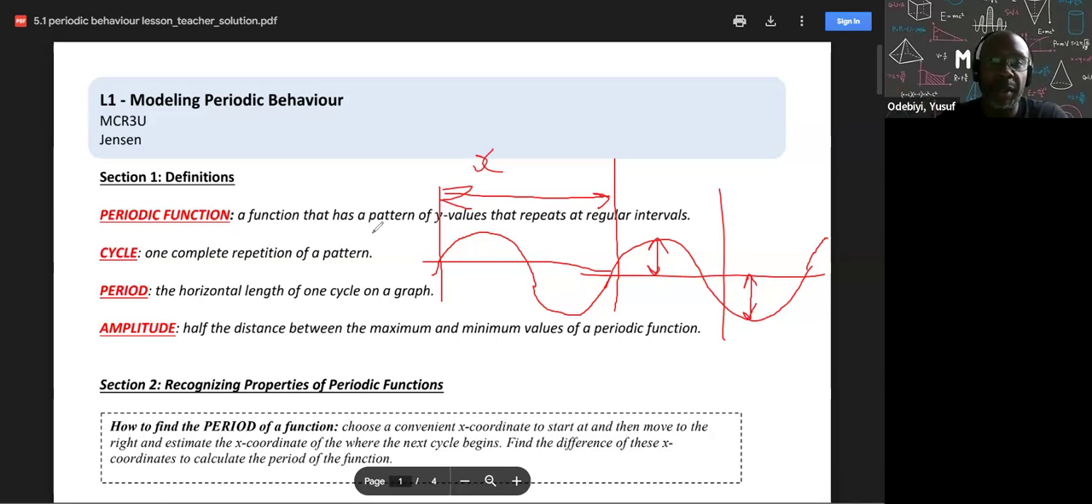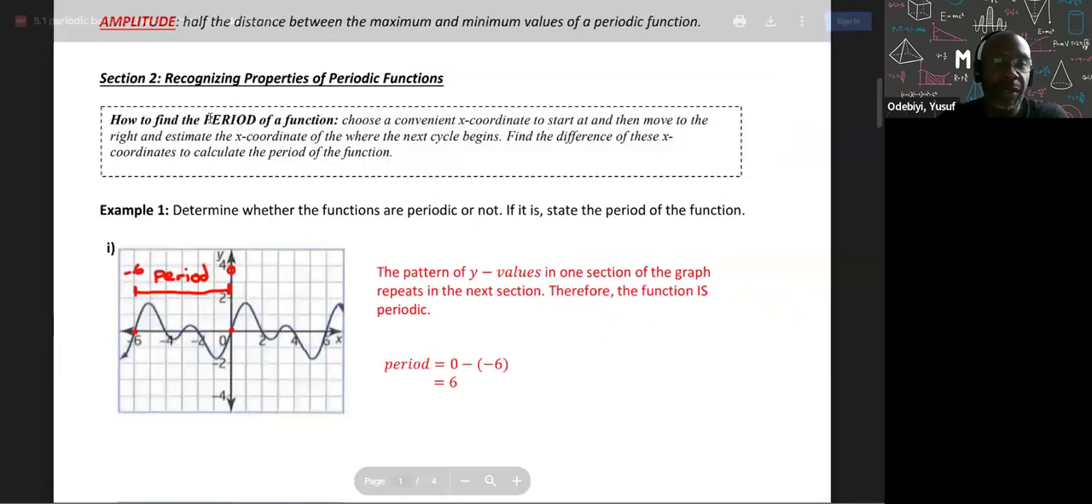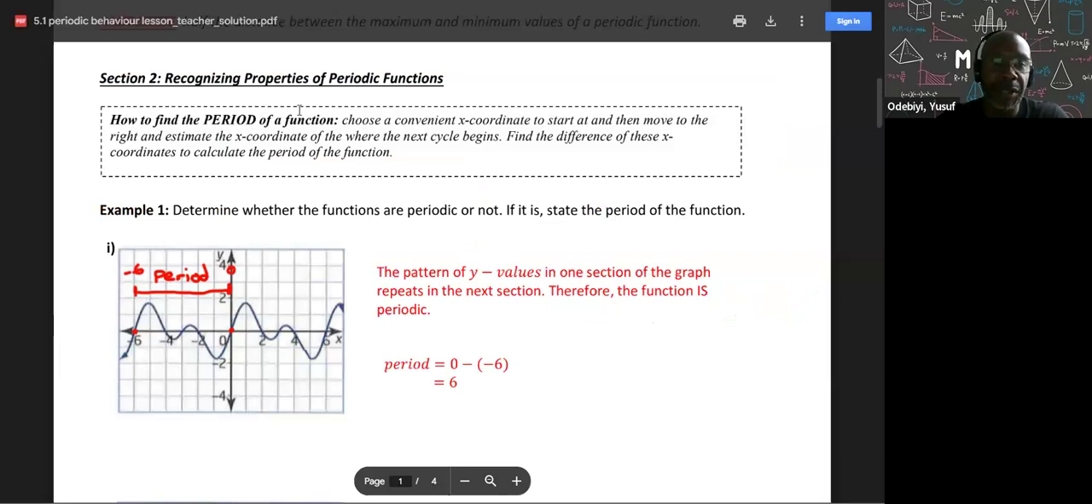So let me clear that. Let's go on to the next set of points: recognizing properties of periodic functions, and how to find the period of a function.